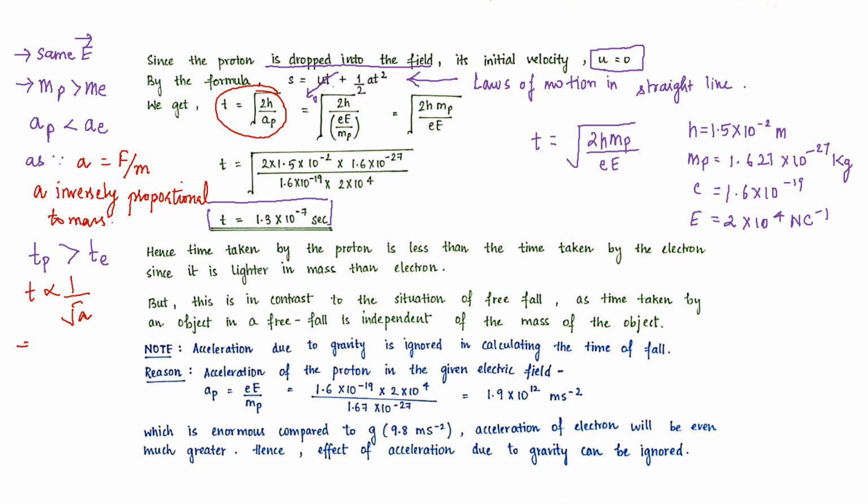First is inversely proportional, and then second, they are squared proportional. Like if we are squaring up this term, we will get t square is proportional to 1 by a. So as the acceleration decreases, our time will increase.